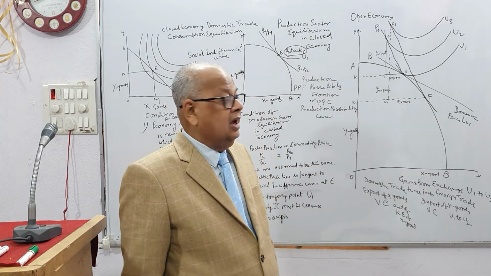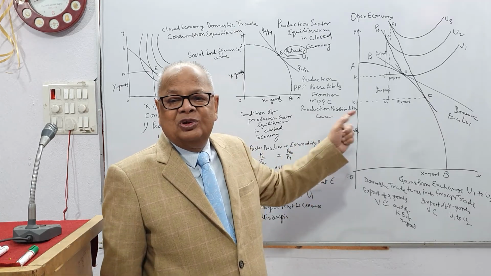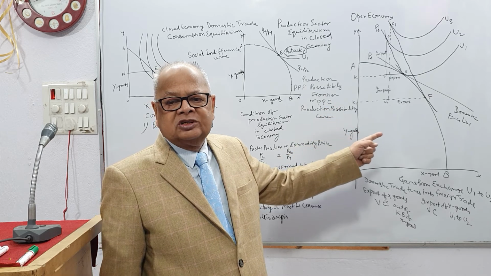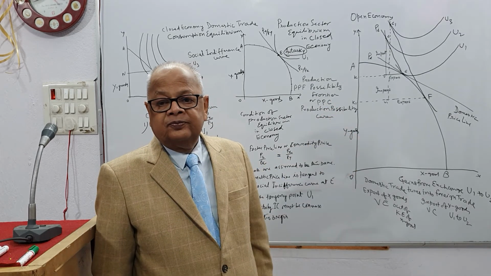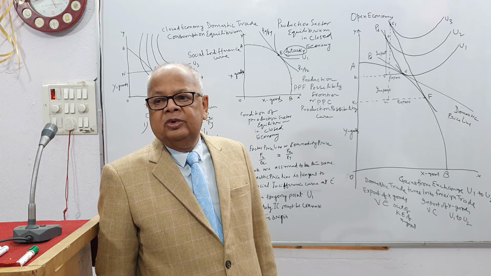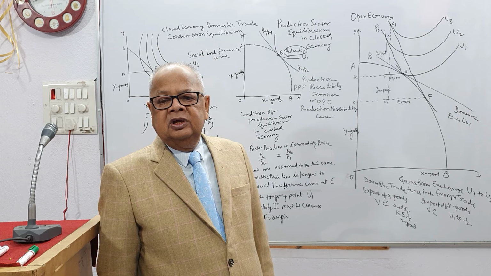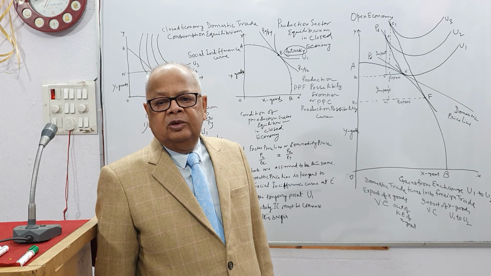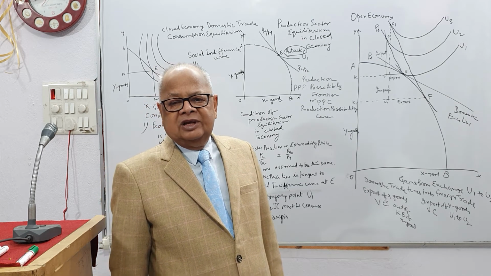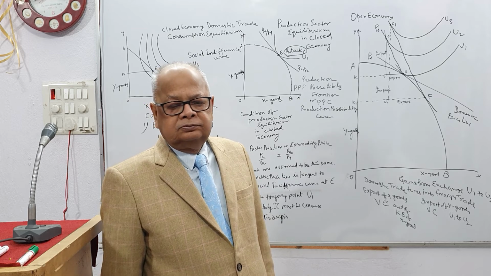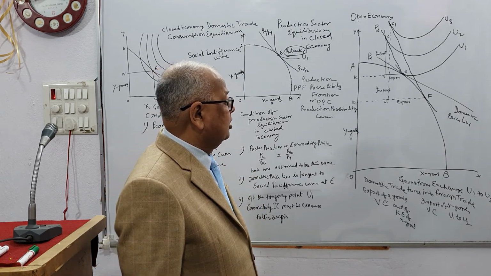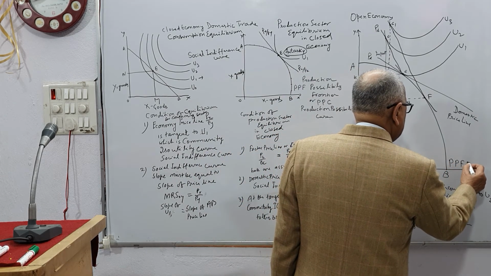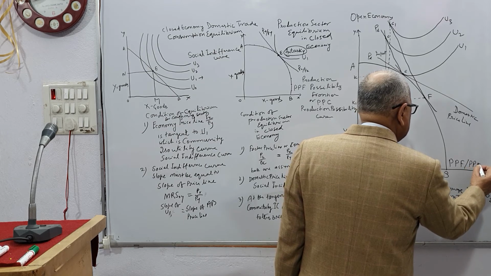Gains from specialization. Then this country will specialize in the production of X goods, and a larger quantity is now produced at that price, because the international price line is tangent to the production possibility curve at point F. This is the production equilibrium in the open economy. Because the international price line is tangent to the production possibility curve, the production possibility frontier.